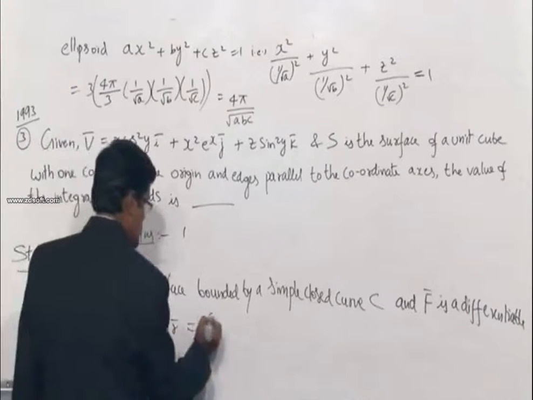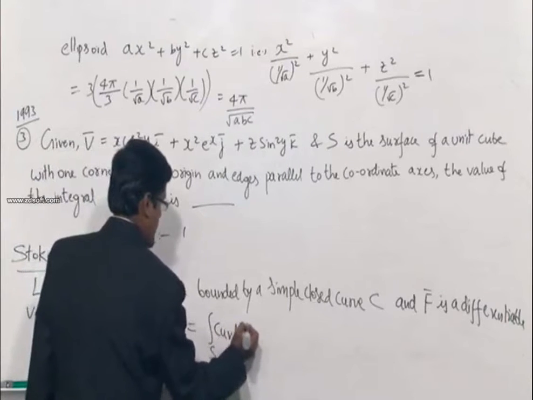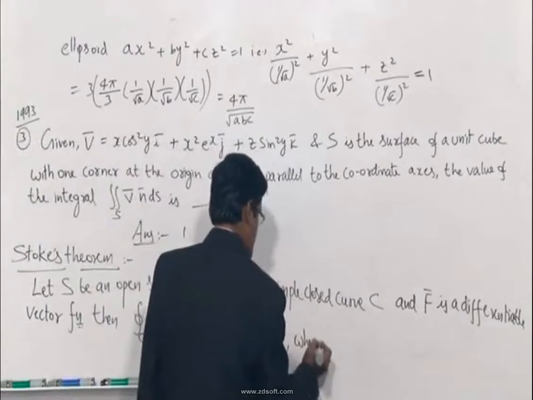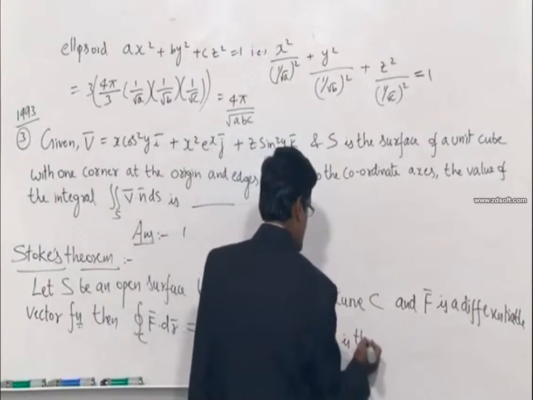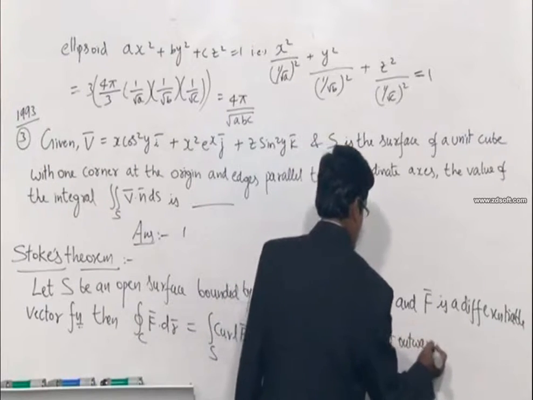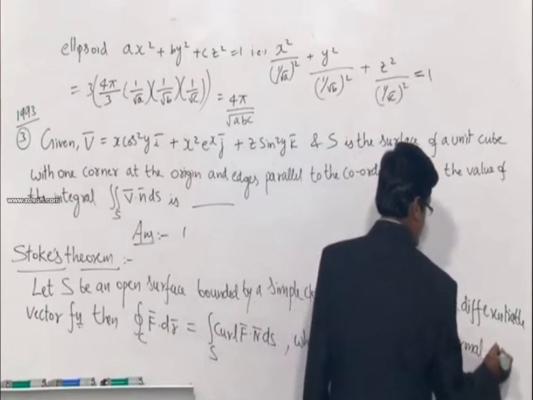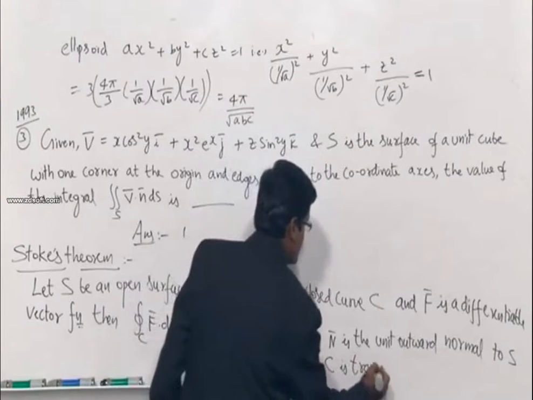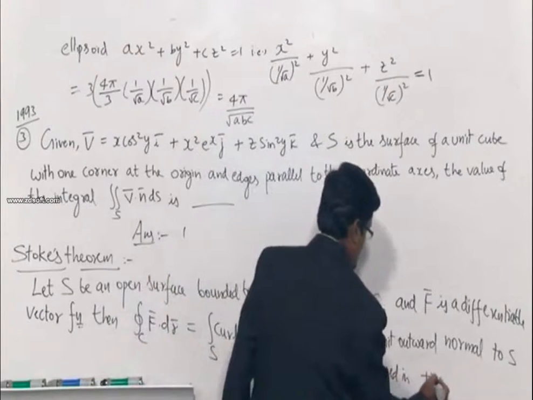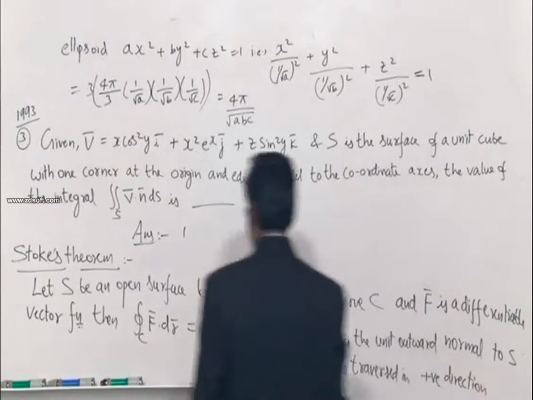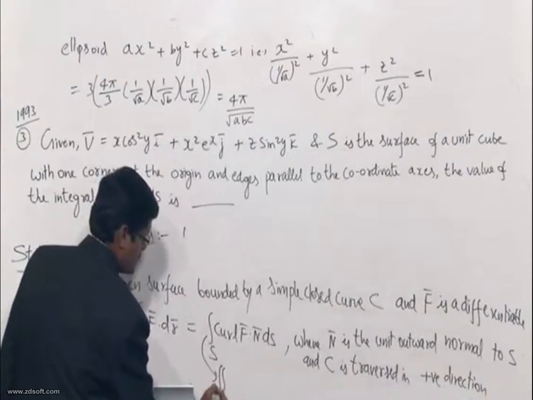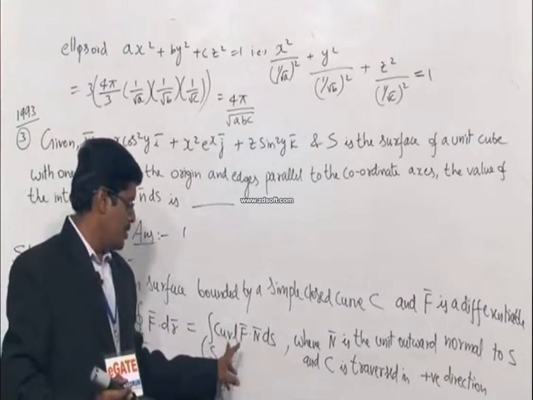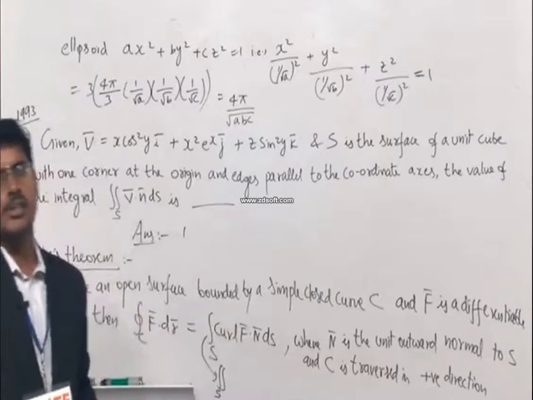Integral over C of F bar dot dr bar is equal to integral over S of curl f bar dot n bar dS, where n bar is the unit outward normal to S and C is traversed in the positive direction, that is counterclockwise or anti-clockwise direction. The same integral over S is also denoted by double integral over S, and instead of dot n bar it may be given as curl f bar dot dS bar, like the Gauss-Divergence theorem which I gave yesterday.